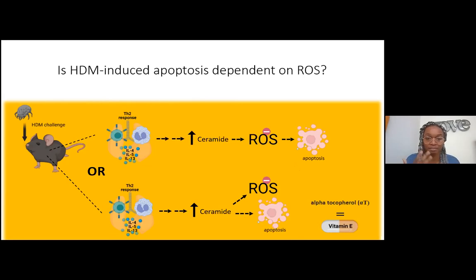So to figure out which scenario is going on, we collaborated with Dr. Joanne Cook-Mills of Indiana University, who utilizes a similar house dust mite challenge model, but in this case her mice are also put on an alpha tocopherol supplemented diet. Alpha tocopherol is an isoform of vitamin E, which is an antioxidant. This offered a great opportunity where we could reduce levels of ROS using the alpha tocopherol vitamin E isoform and see if the levels of apoptosis were being affected.